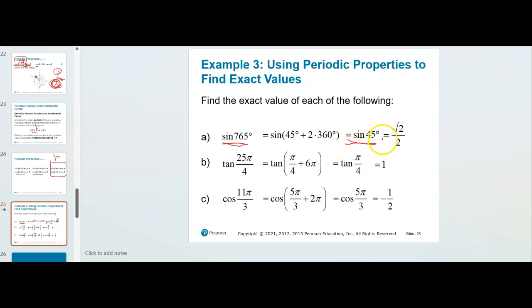And since we've seen the sine of 45 in previous sections, we've seen it, but we maybe don't have it memorized yet. But we should start to get to know that that's going to be the square root of 2 over 2.